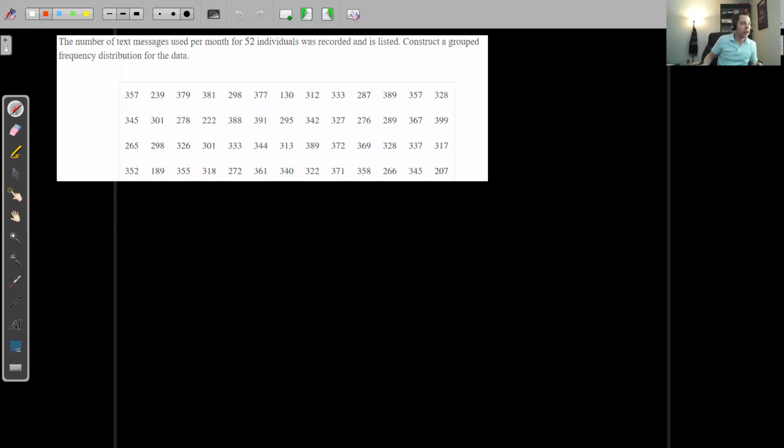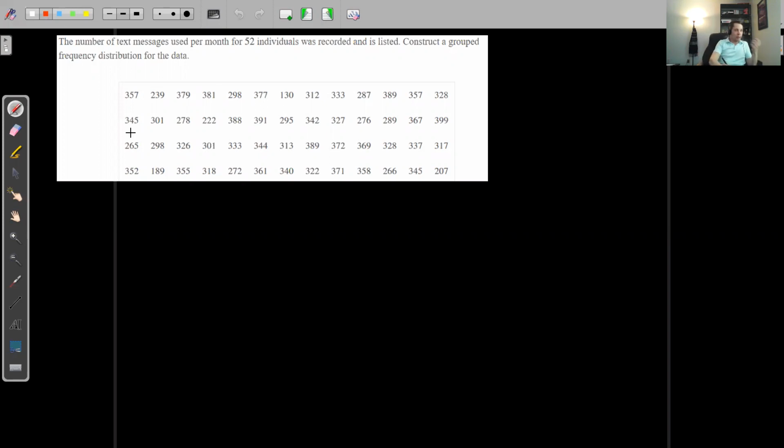Okay, so let's look at this data. The number of text messages used per month for 52 individuals were recorded and listed. We're going to create a group frequency distribution for this data. Now, the first thing you want to do is to try and determine which one are the smallest numbers and which one is the largest number of our data.